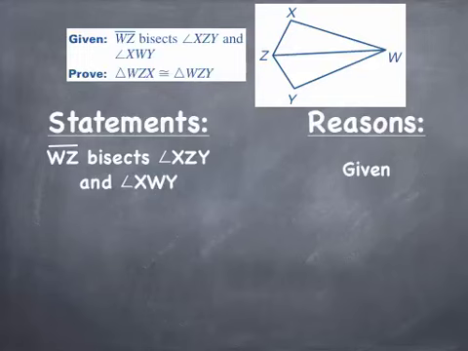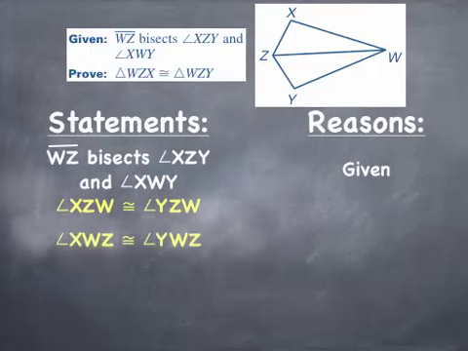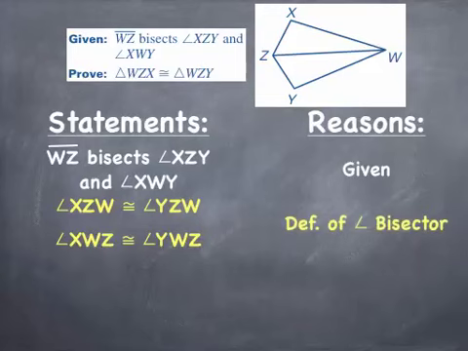If you think of the definition of an angle bisector, we know that an angle bisector is going to cut an angle into two congruent angles. Because we are given that WZ is a bisector of these two angles, I can go ahead and say that XZW is congruent to YZW, and I can say that XWZ is congruent to angle YWZ, and the reason is the definition of angle bisector.